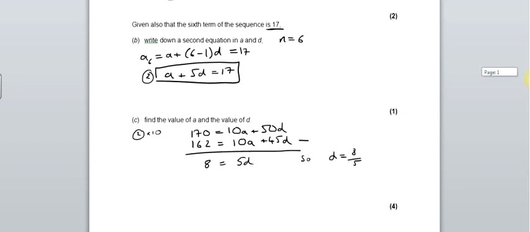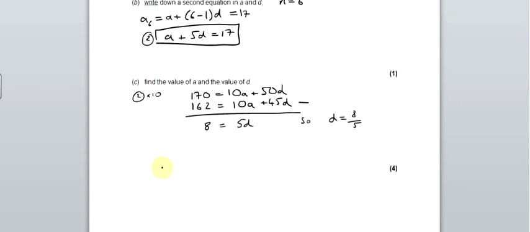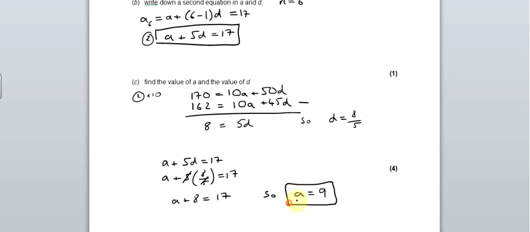Now we just substitute back to get a, so a plus 5d is equal to 17. A plus 5 times 8/5 is 17, and the fifths cancel with 5 to leave you with a plus 8 equals 17, so a equals 9, and there's our two solutions. Job done.